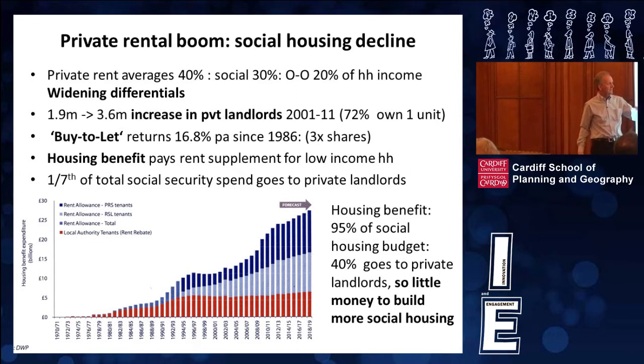But of course, increasing amounts of private landlords and decreasing amounts of social housing means that the lower income groups are increasingly into the rental market, and that's where the housing benefit bill has gone up significantly. So you can see that now one seventh of the total social security spending in England is going to private landlords to supplement low-income households, who are paying, you know, rental averages of 40%.